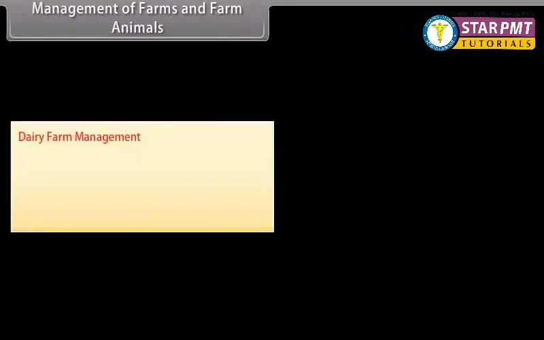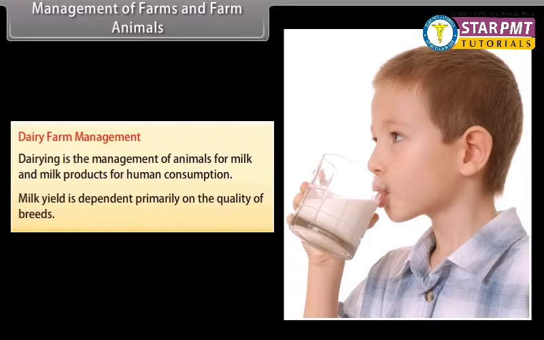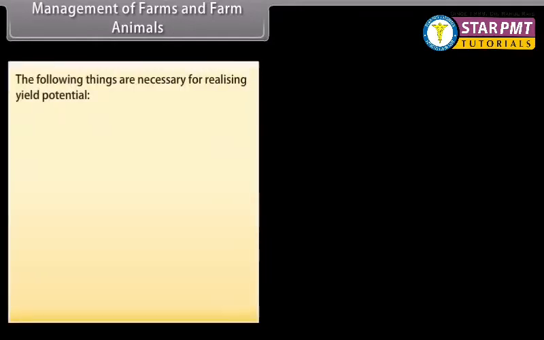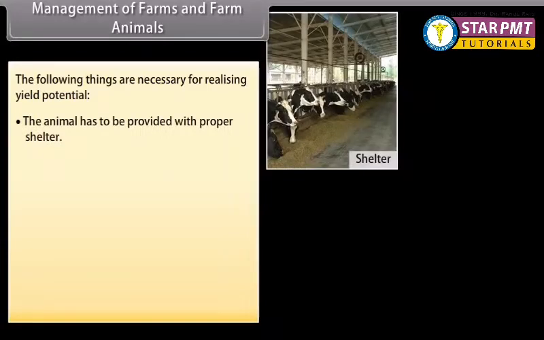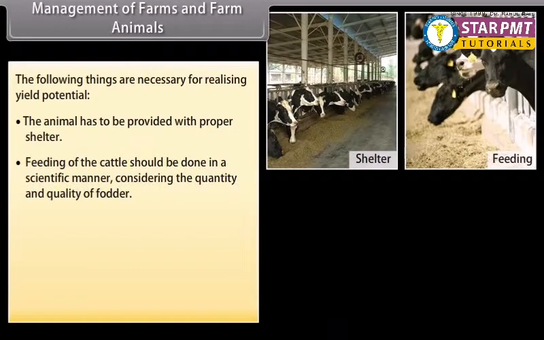Dairy farm management. Dairying is the management of animals for milk and milk products for human consumption. Milk yield is dependent primarily on the quality of breed. The following things are necessary for realizing yield production. The animal has to be provided with proper shelter. Feeding of the cattle should be done in a scientific manner, considering the quantity and quality of fodder.